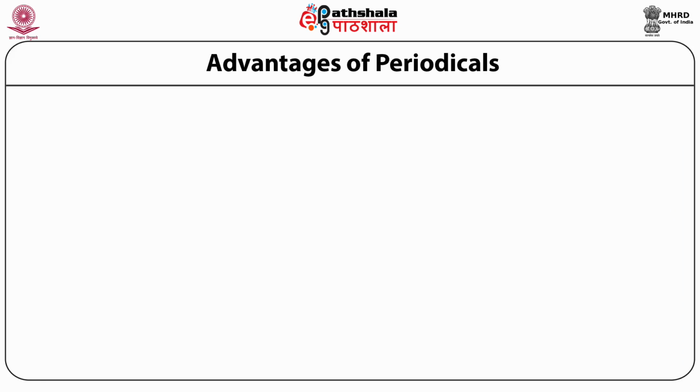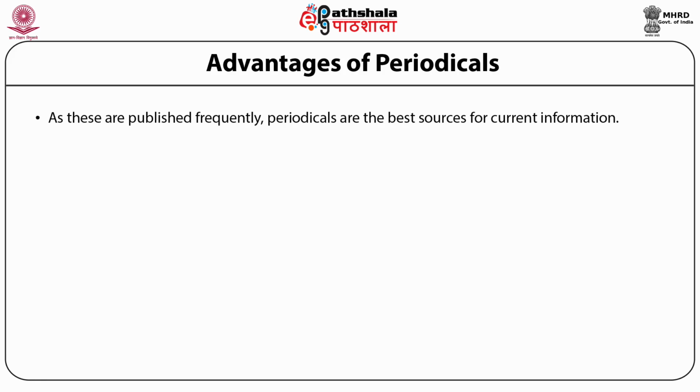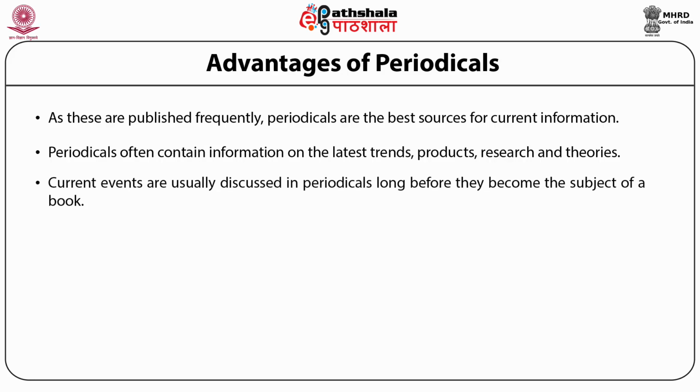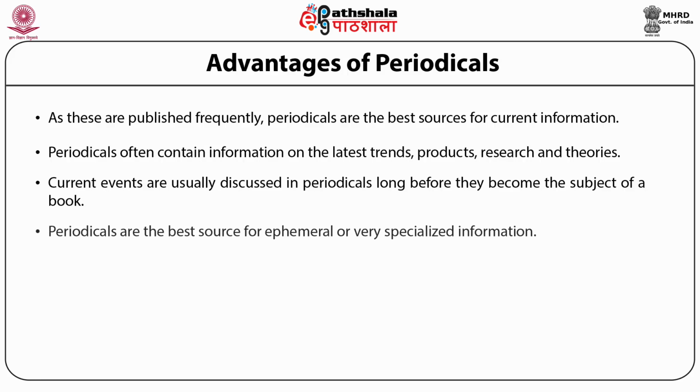Advantages of periodicals. As these are published frequently, periodicals are the best sources for current information. Periodicals often contain information on the latest trends, products, research, and theories. Current events are usually discussed in periodicals long before they become the subject of a book. Periodicals are the best source for ephemeral and very specialized information.